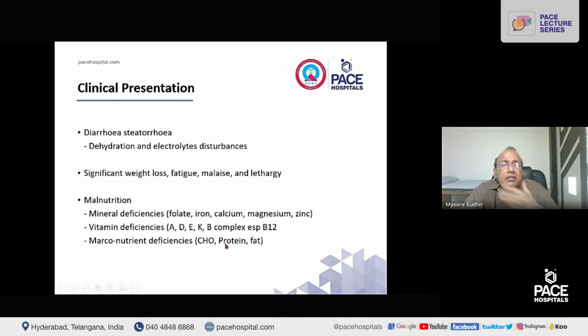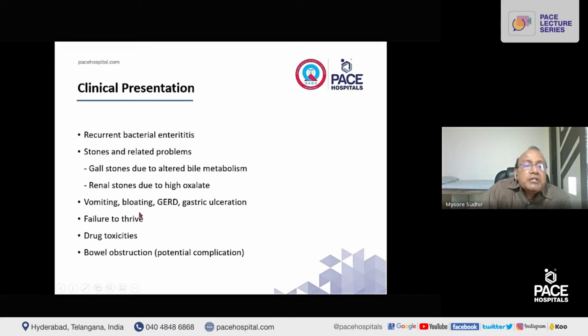So as I told you, in the definition, I told you about the steatorrhea, diarrhea. So we have a lot of dehydration and electrolyte disturbances, significant weight loss. After resection, the patient will lose weight. There will be fatigue, malaise, and lethargy because of nutritional deficiency, malnutrition, mineral deficiency, vitamin deficiency, and macronutrient deficiency. The patient can have recurrent bacterial enteritis because the flora is gone, the immunological system is gone, the mucosa is gone. Then we'll have stone-related problems, gallstones and renal stones. Gallstones because of the altered bile metabolism, renal stones, I told you about the high oxalate levels. And apart from that, stomach-related complaints of vomiting, bloating, GERD, gastric ulcerations, failure to thrive.